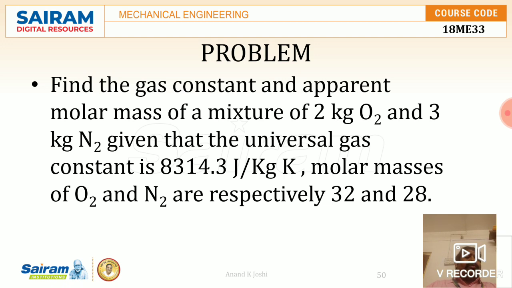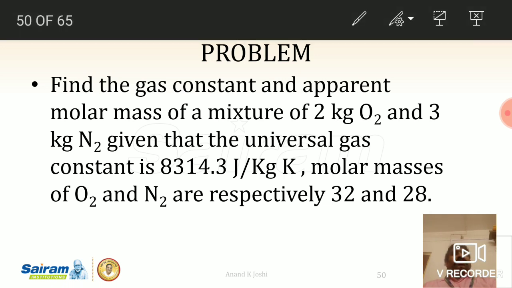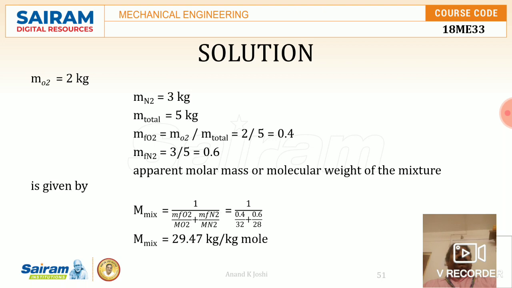So what we have to find out from this problem is the gas constant and the molar mass of that mixture. Let us begin with this problem. First we have to write the given data. The mass of the O2 is given, that is 2 kg. The mass of the nitrogen is given, 3 kg, and the total mass is 5 kg.